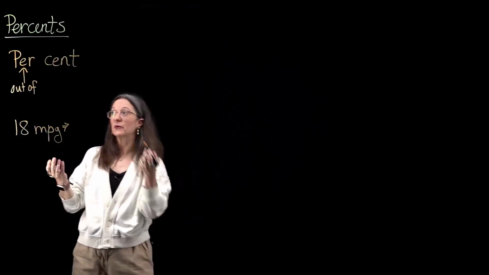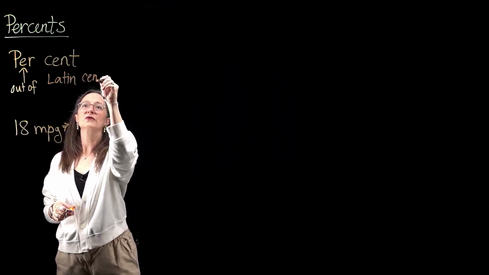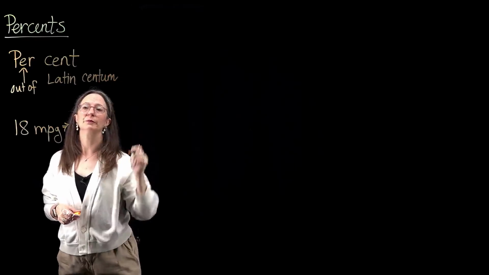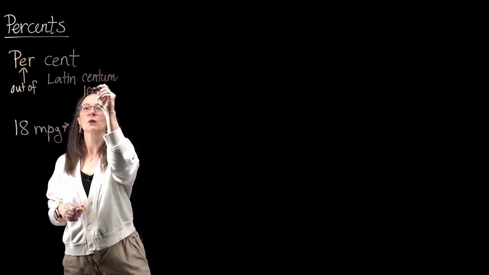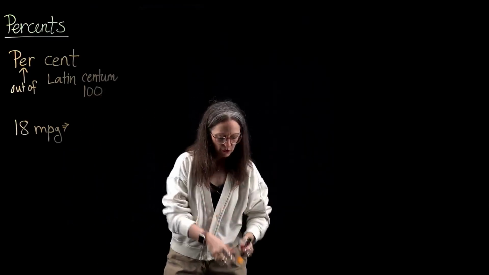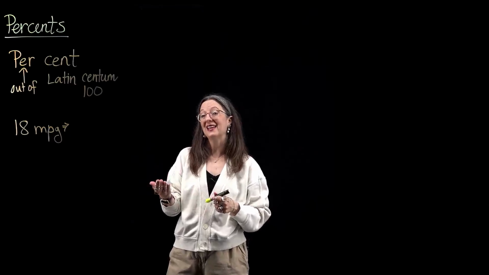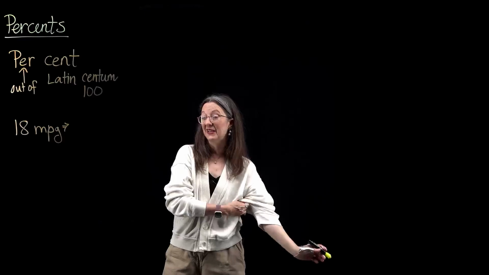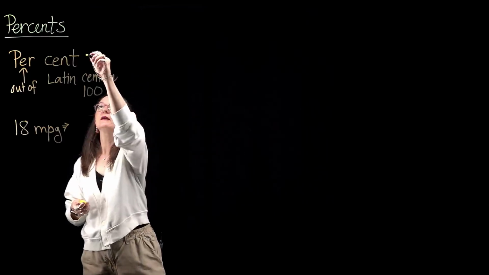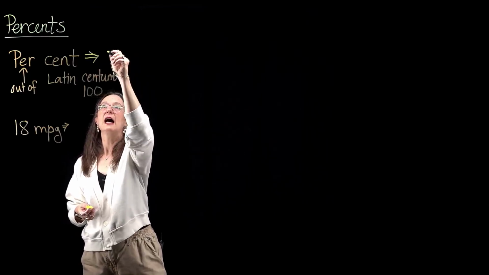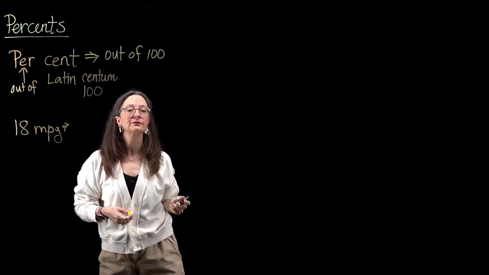Cent, now this comes from a Latin word. The Latin word that it comes from is the word centum. And I bet you can guess what that means. Centum just means 100. So you could think of a century, which is 100 years, or a cent, which is 100th of a dollar. It takes 100 of them to make a dollar. So when we see per cent, this literally means out of 100.